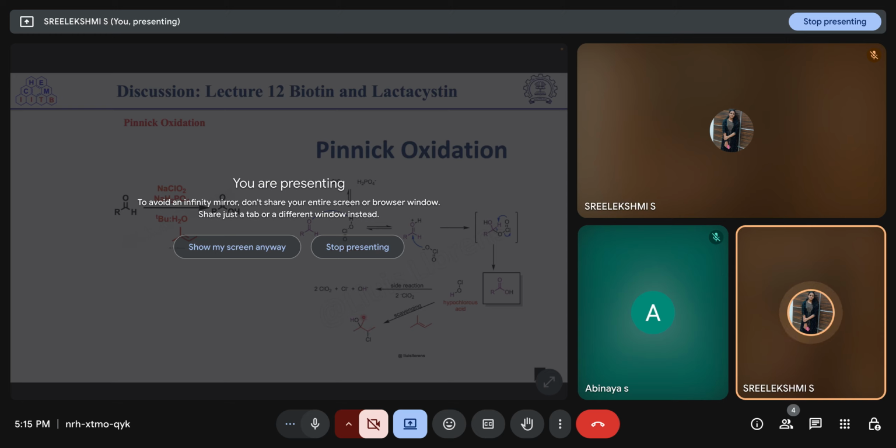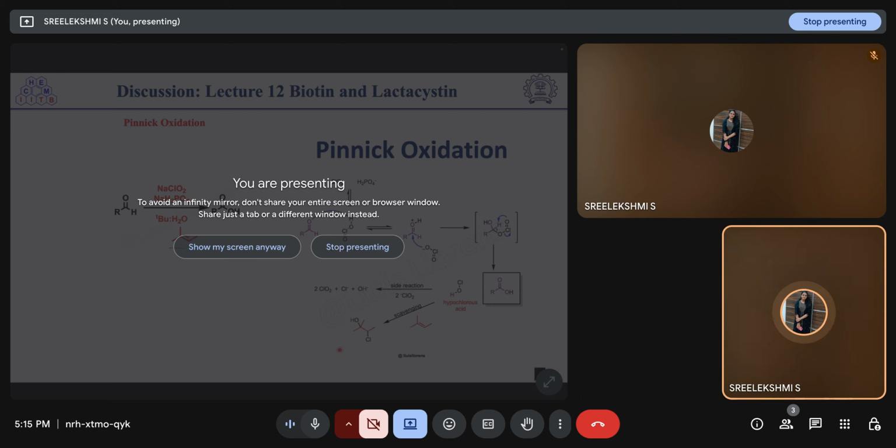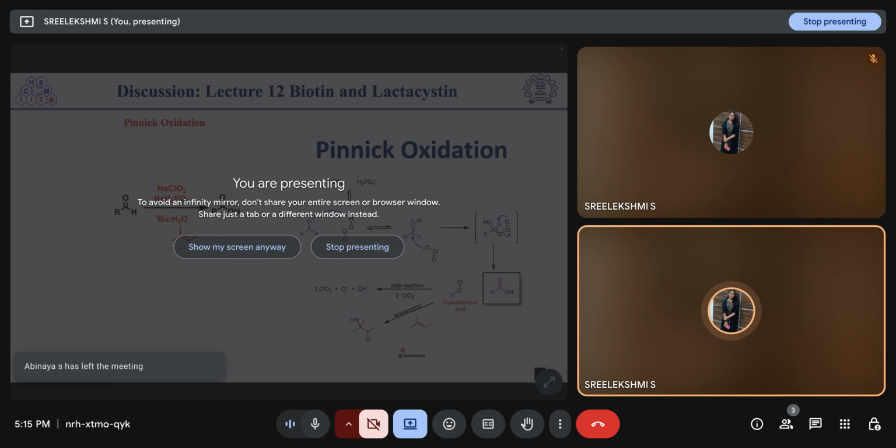So the two byproducts we would be getting: hypochlorous acid, which can undergo the side reaction and suppress the reaction rate of the Pinnick oxidation. But if we are using an alkene for scavenging, it will scavenge this hypochlorous acid to form this kind of intermediate, thereby promoting the reaction rate as well. So thereby we can get this aldehyde converted into carboxylic acid.